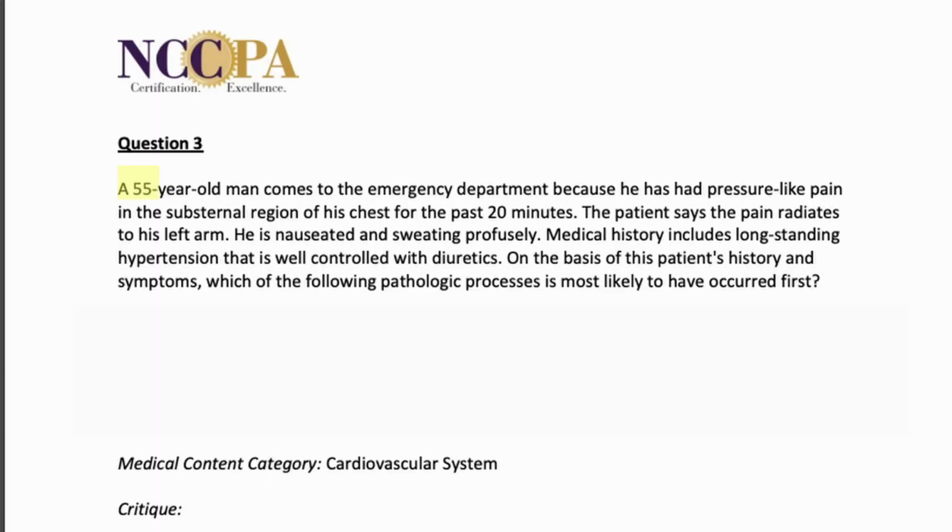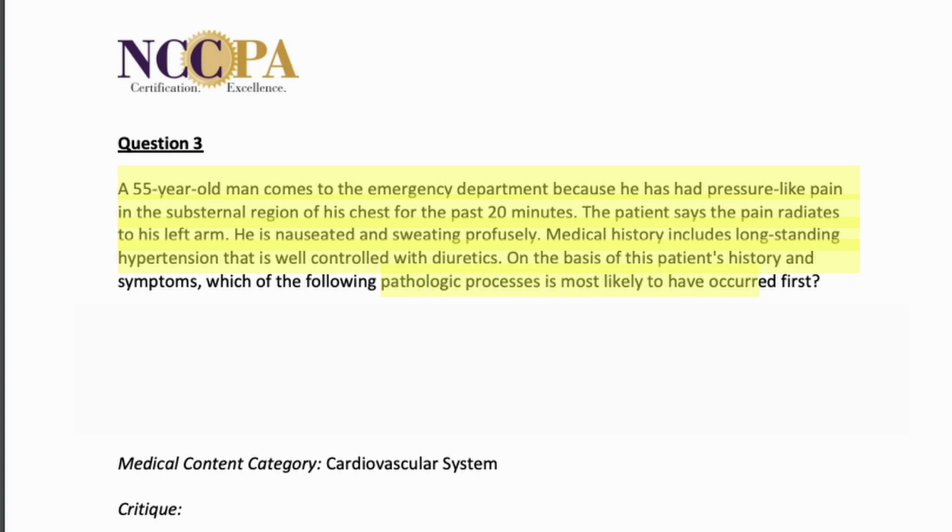So then we read it. It says a 55-year-old man comes to the emergency department because he has pressure-like pain in the substernal region of his chest the past 20 minutes. Patient says the pain radiates to his left arm. He's nauseated, sweating profusely. Medical history indicates long-standing hypertension that is well controlled with diuretics. On the basis of this, what is the pathological process that may have occurred first? When you read that scenario, without even going back and summarizing, it seems pretty straightforward that it's like a heart attack or angina at the least, right? You have a middle-aged man, he's got substernal chest pain radiating to his left arm, nauseated and sweating. Could they paint any clearer picture that we're talking about a heart attack here?